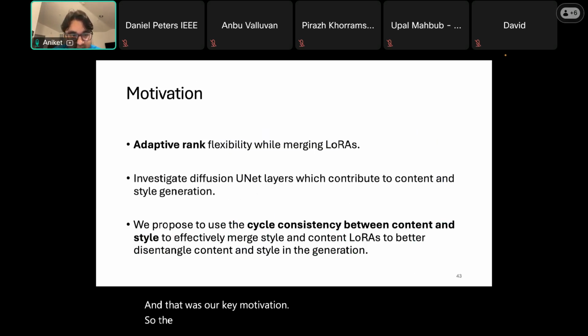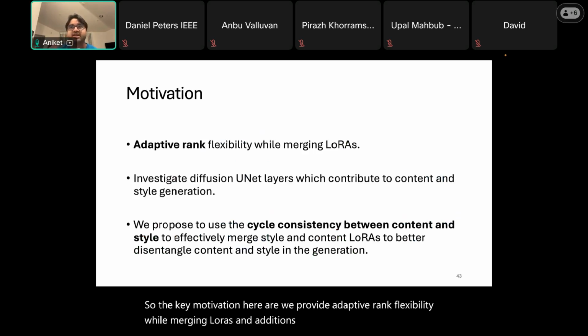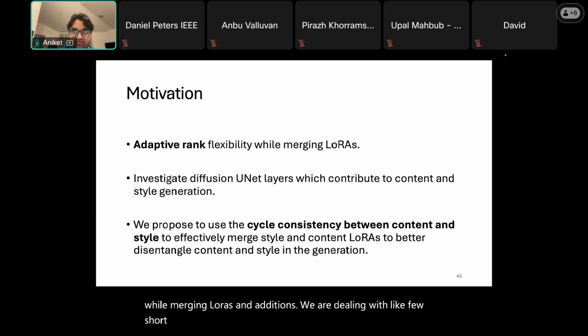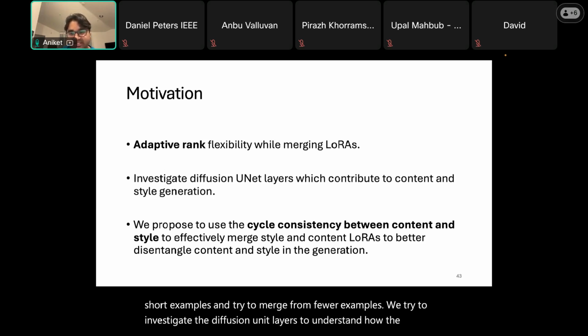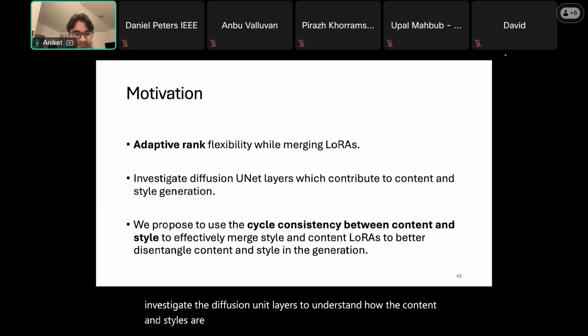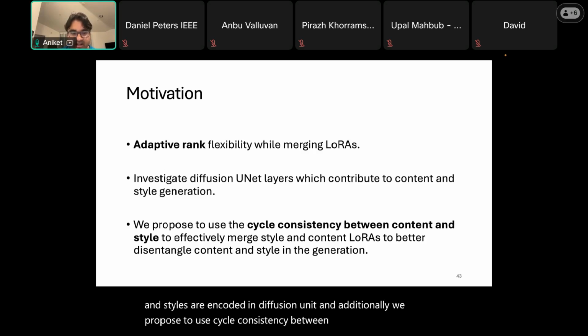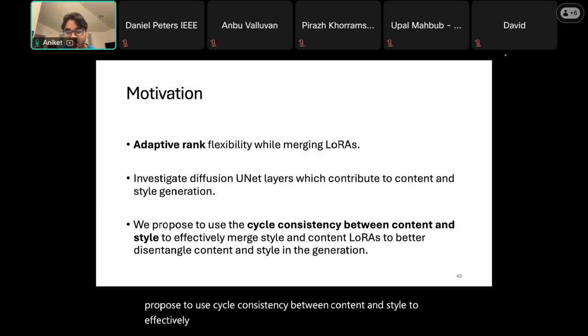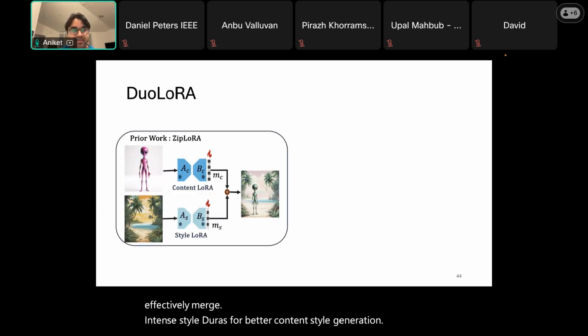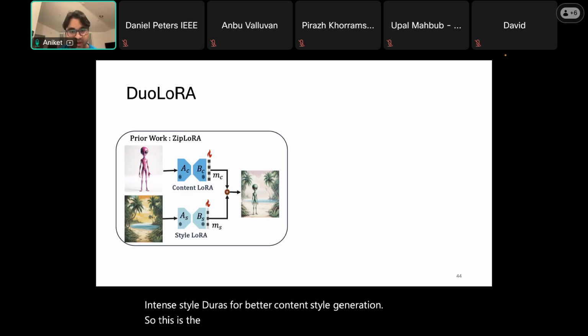The key contributions here are that we provide adaptive rank flexibility while merging LoRAs. Since we are dealing with few-shot examples and trying to merge from few examples, we investigate the diffusion UNet layers to understand how content and style are encoded in the diffusion UNet. Additionally, we propose to use cycle consistency between content and style to effectively merge content and style LoRAs for better content style generation. So this is the key idea of the DuoLoRA paper.